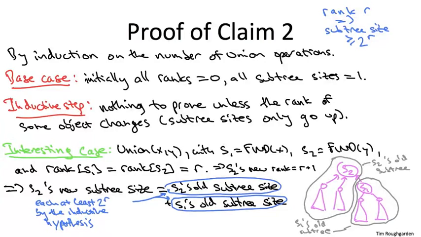Therefore, it completes the proof of claim 2, that objects of rank R have subtree sizes at least 2 to the R. Therefore, it completes the proof of the rank lemma, that for every rank R, there's at most n over 2 to the R nodes of rank R. And remember, the rank lemma implies that the maximum rank at all times is bounded by log base 2 of n, as long as you're using union by rank. And that implies that with this first optimization, the worst case running time of union and find are both big O of log n, where n is the number of objects in the data structure.